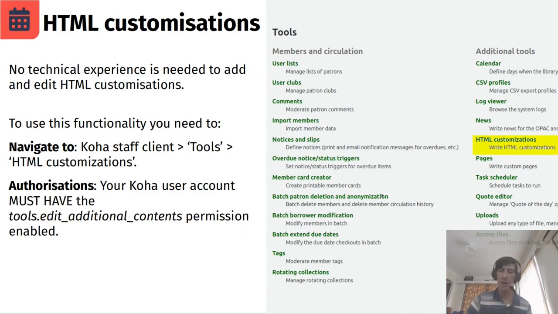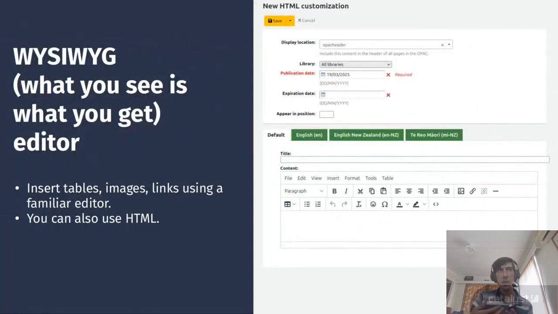But once you click on the link, you'll see a page of all the different HTML customizations that are in your Koha instance, and you can choose to add more HTML customizations or edit existing ones. So here is what you get. This page here is adding a new HTML customization. And what we've got is there's different parts of this form, and I'll talk you through them.